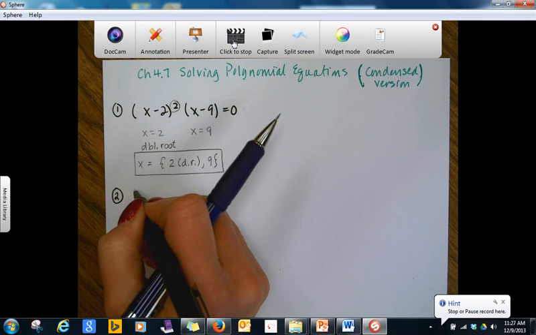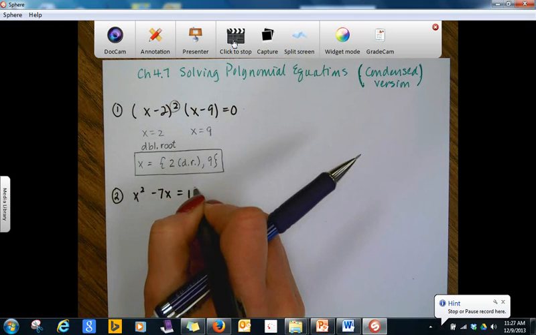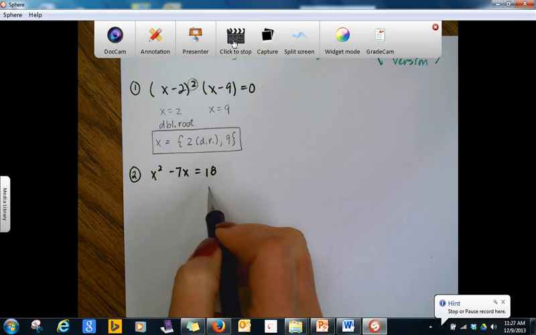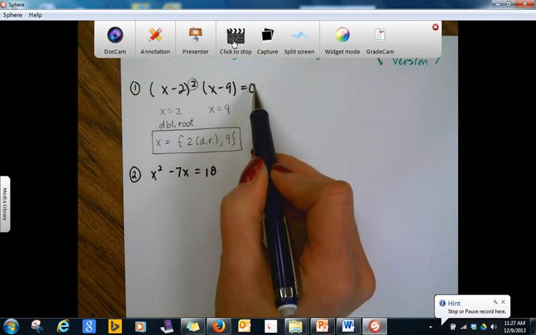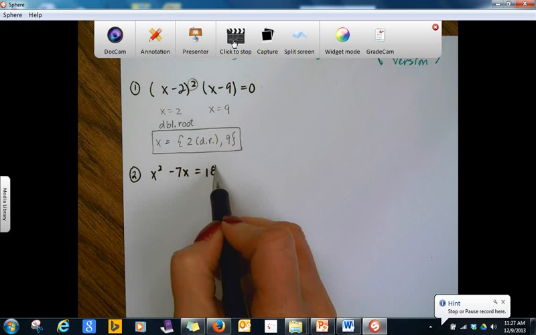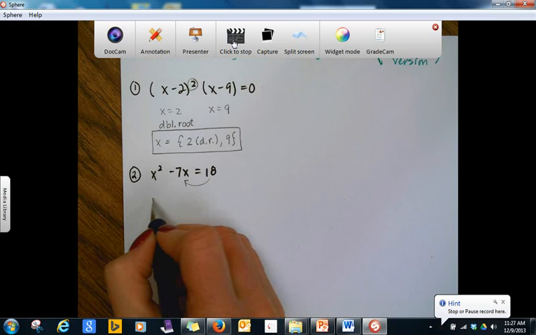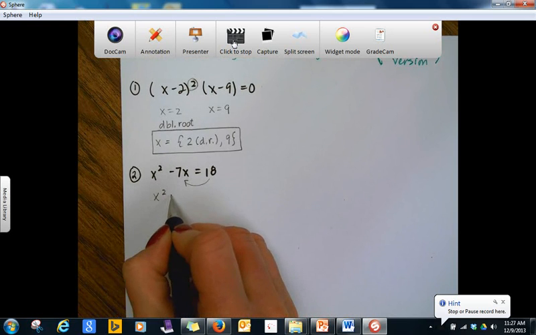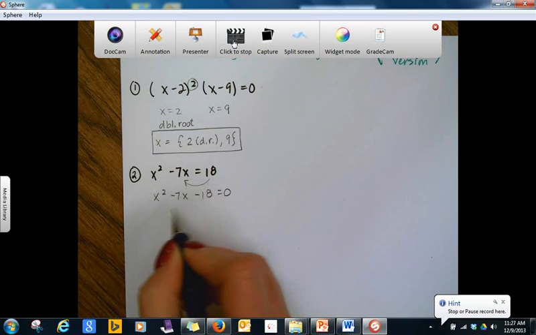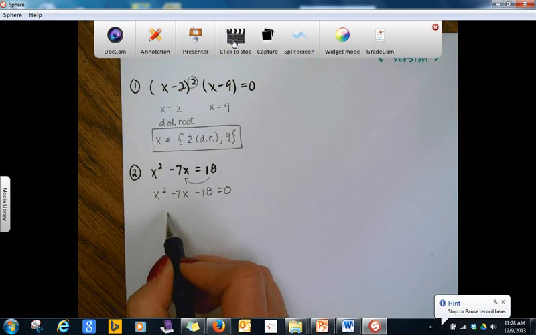Number 2, x squared minus 7x equals 18. Now here, when we're solving a polynomial equation, notice the first one was equal to 0. This needs to be equal to 0 also, so we'll end up subtracting 18 from both sides, rewriting this as x squared minus 7x minus 18 equals 0, and then factoring this quadratic trinomial.